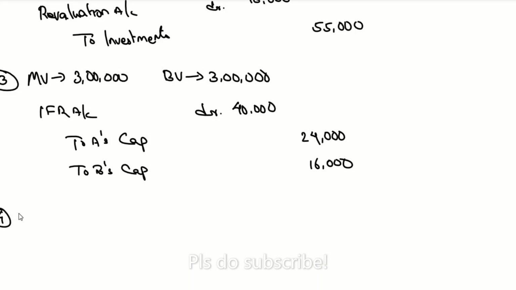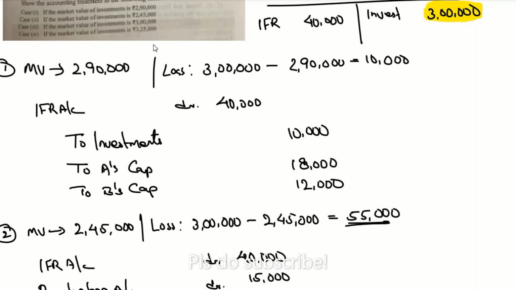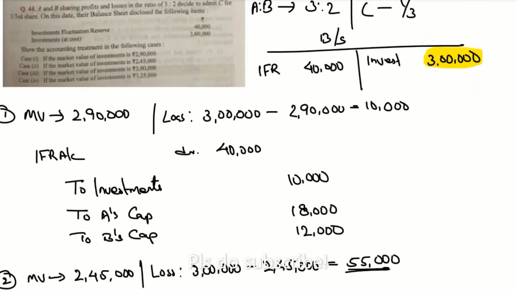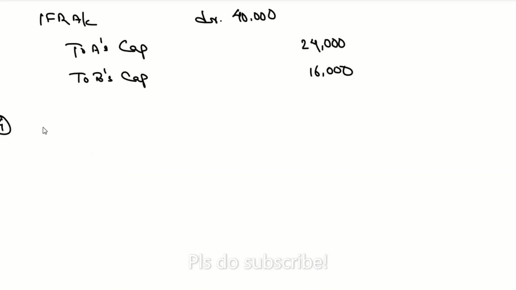Then we have a fourth case. It says if the market value of the investment is 3,25,000, here there is an increase in the value. 3 lakh is our book value, the market value is 3,25,000, so we are getting a profit here of 25,000. So in this case, the journal entry will be investment fluctuation reserve account debit 40,000. We can completely distribute this to the partners' capital, as well as we have to increase the value of investment because it increased by 25,000. So investment account debit 25,000.